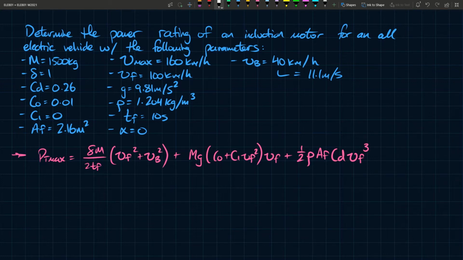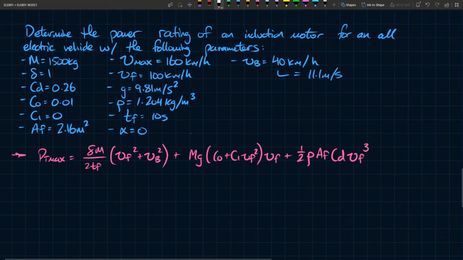So we have this question that says to determine the power rating of an induction motor for an all-electric vehicle with the following parameters. I'm not going to read the parameters to you, but you can pause the video and note them down if you'd like to try to solve it on your own, or step through it. Take a minute to familiarize yourself with all these parameters. This expression here again is from a previous video where we derived it, and I will link that video in the description below if you're not familiar with where it comes from.